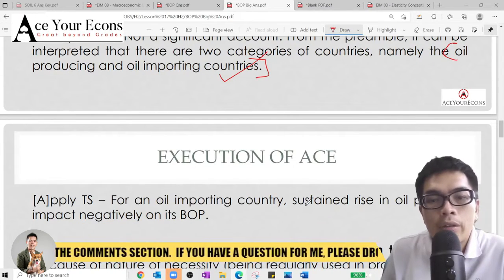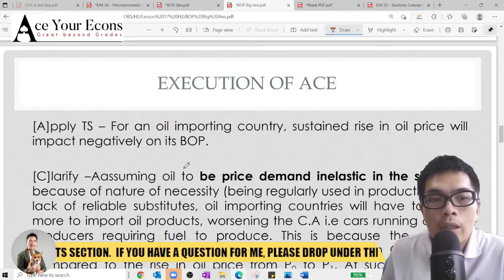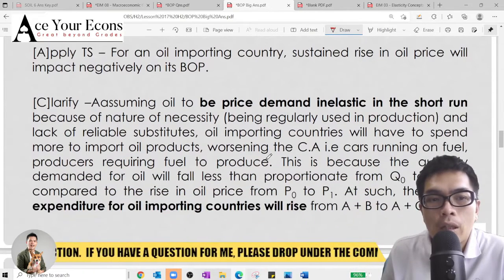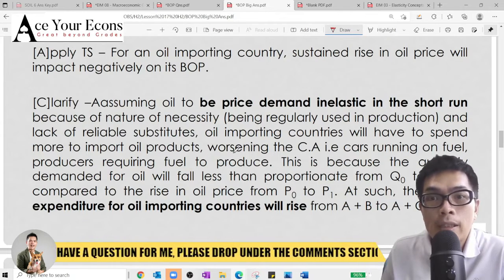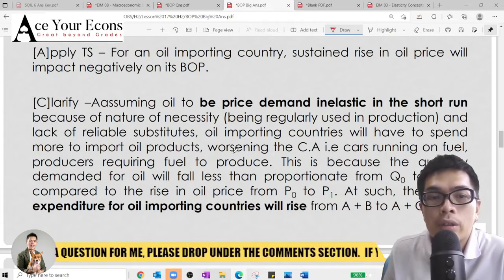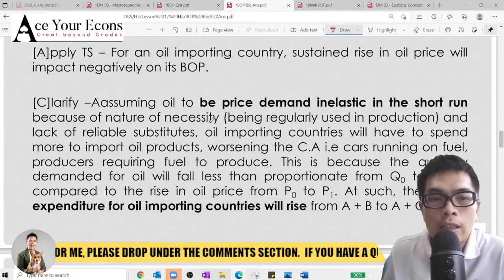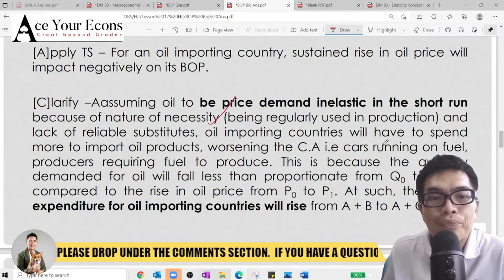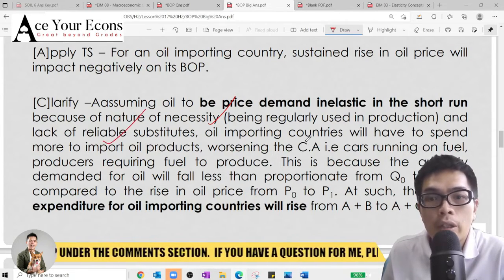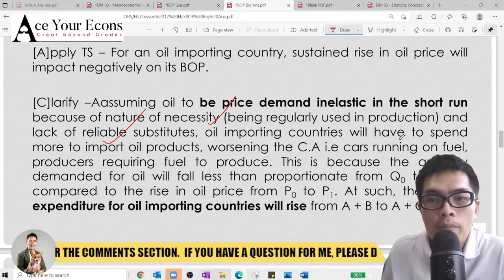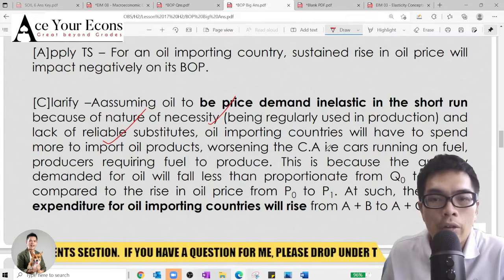For oil importing countries, a sustained oil price increase will be detrimental or affect its BOP negatively. So how can we conclude that? Remember, the same assumption for PED can be made for oil importing countries. So oil importing countries will experience PED being price inelastic due to the nature of a necessity good, or you can talk about lack of reliable substitutes. Crude oil has no reliable substitutes. And oil importing countries will have to spend more on importing oil products, worsening the current account.